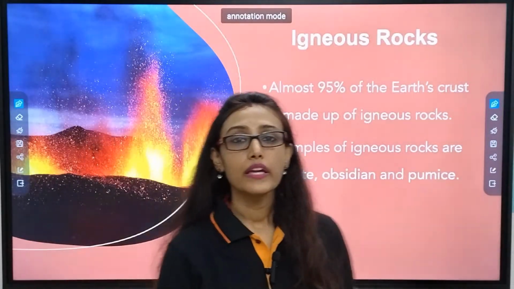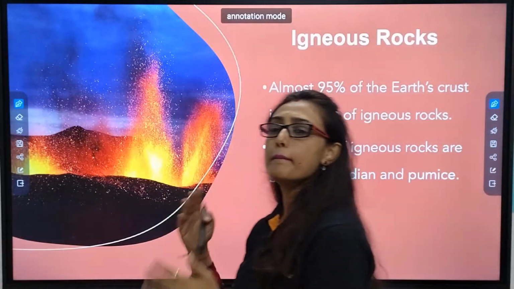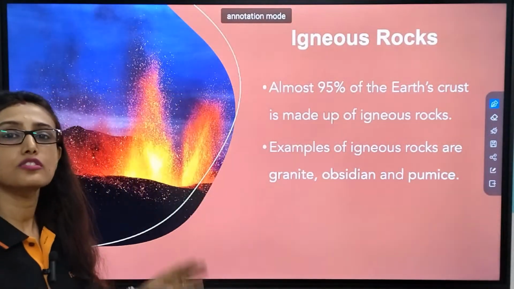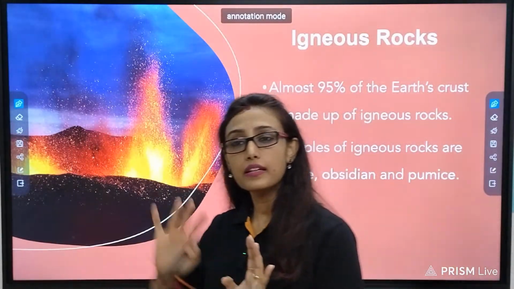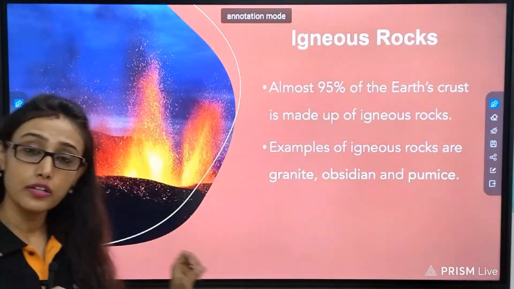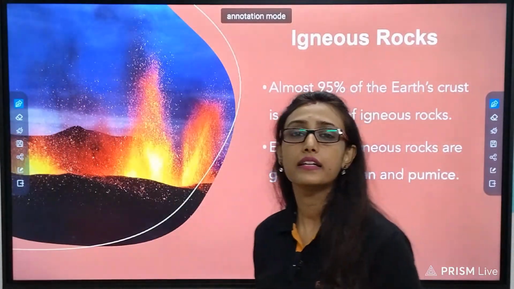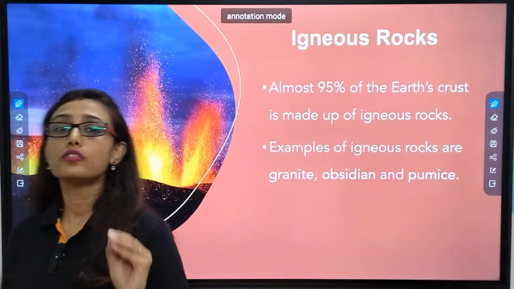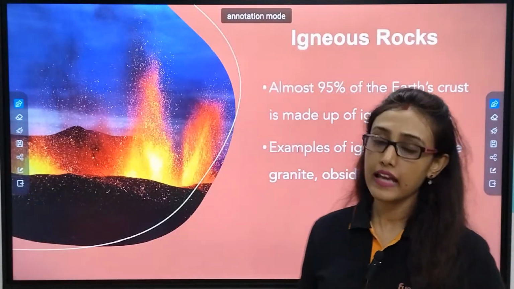So it cooled down gradually with the passing of time, millions and millions of years. The earth cooled and different types of rocks were formed. But still the core of the earth contains what? Molten rock material which has not cooled till date.